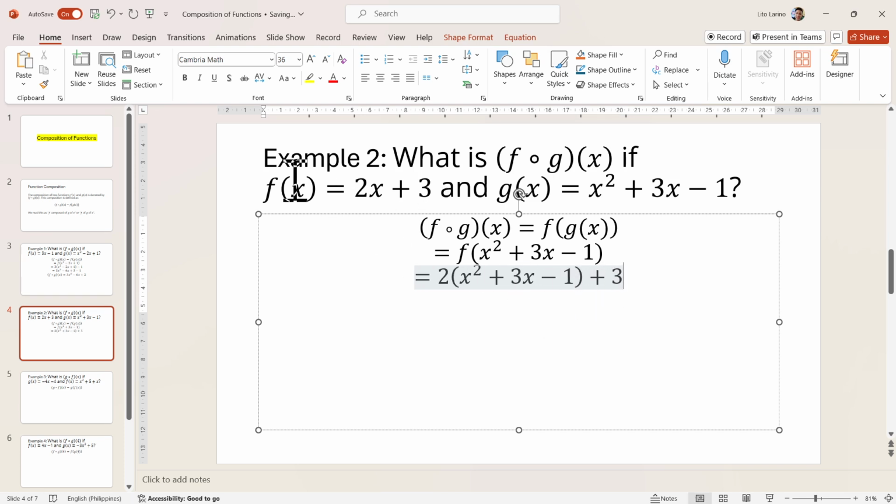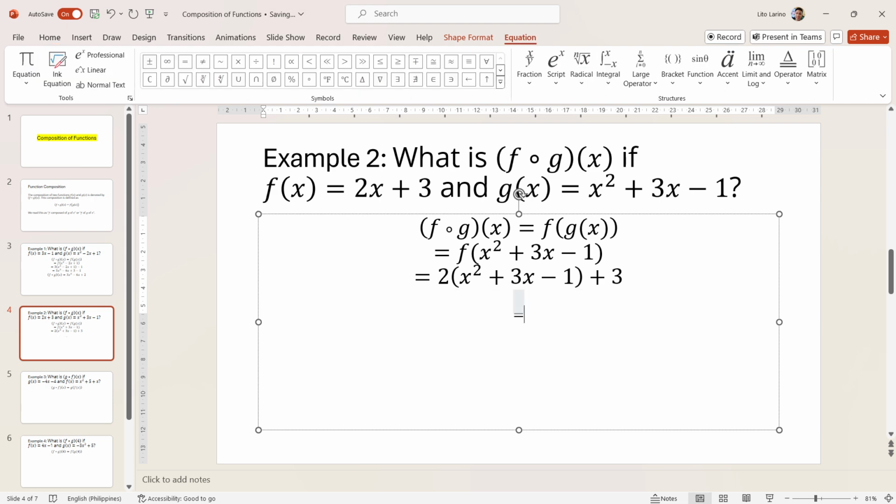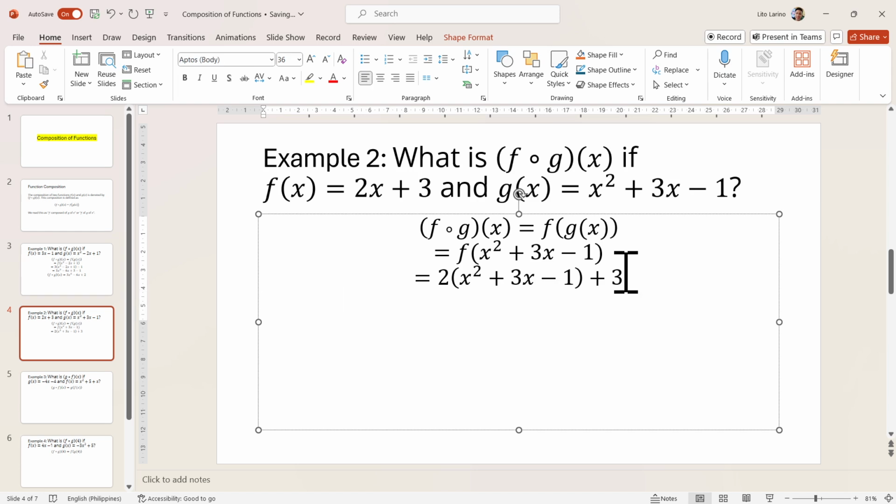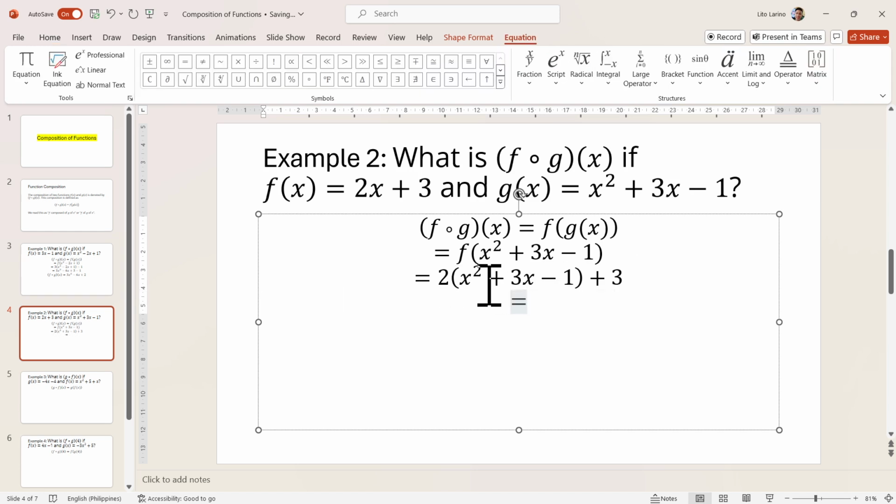Again, we evaluated our f of x at the expression given for g of x. 2 times the expression for the value of x is the expression of g of x squared plus 3x minus 1 plus 3. Let's simplify this. We have 2 times x squared is 2x squared. 2 times 3x again is 6x. And then 2 times negative 1 is minus 2 plus 3.